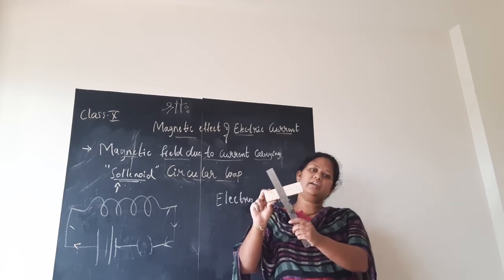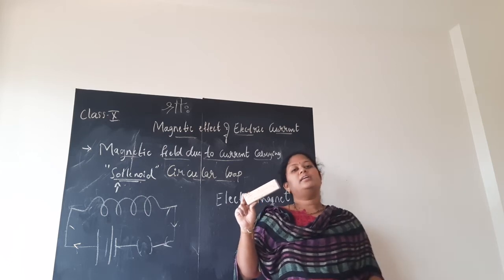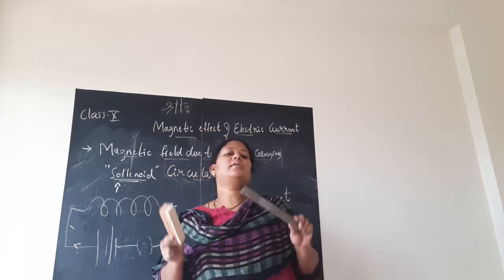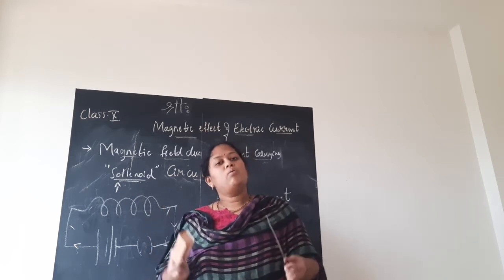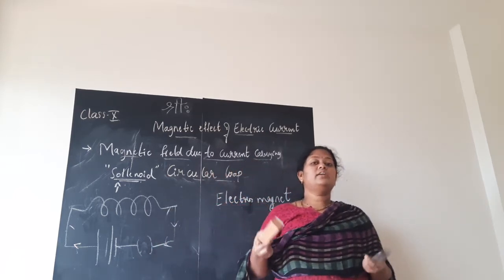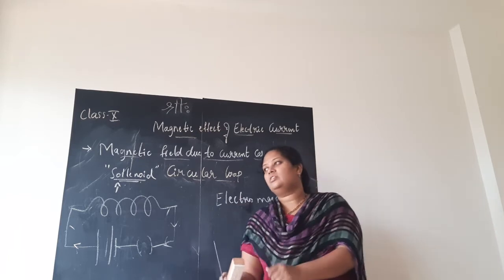I switched off the current passing through the soft iron core, which means it will no more attract the iron piece. So those are called electromagnets, children, which are temporary magnets. They get magnetized only when the current is passed through them. If no current, it is no more a magnet. So where is this electromagnet used, I will tell you.